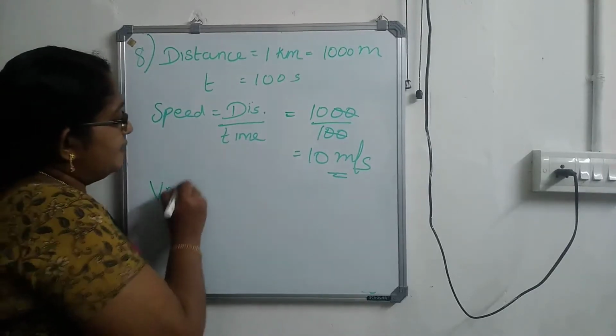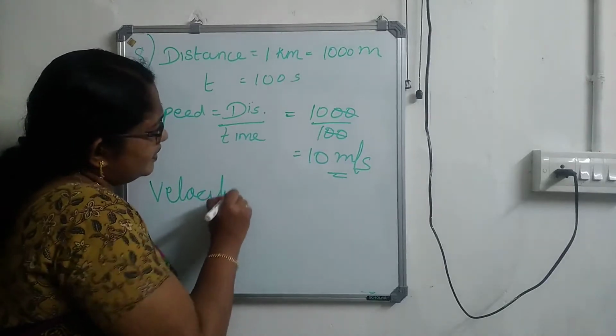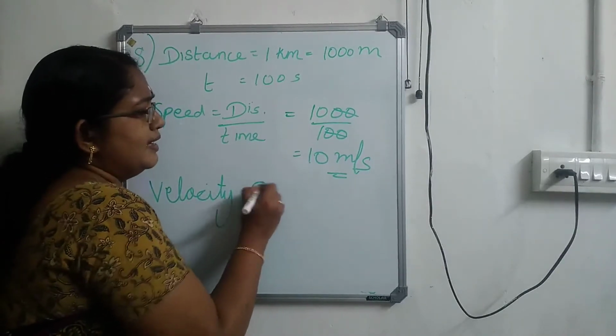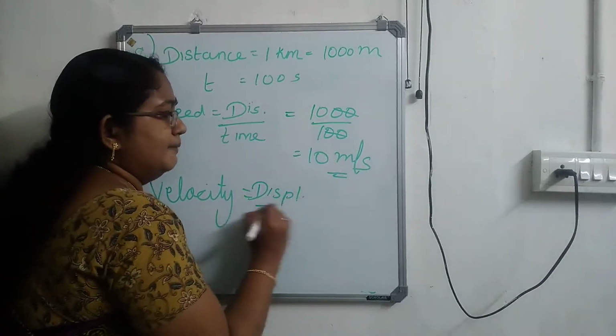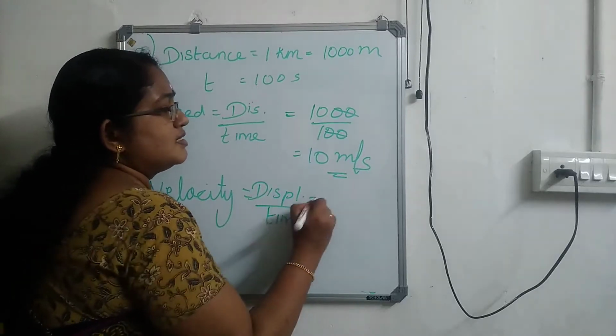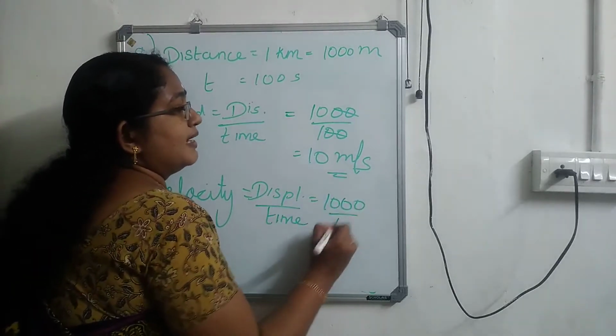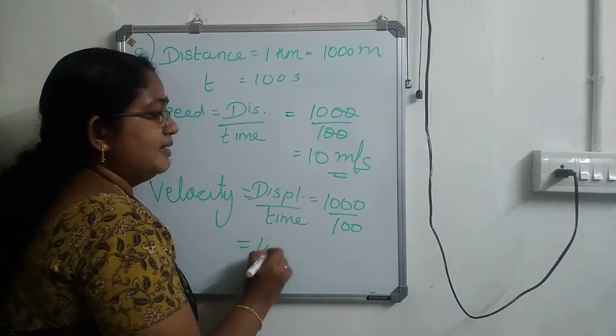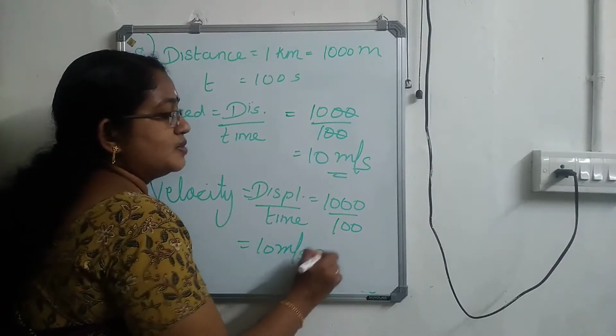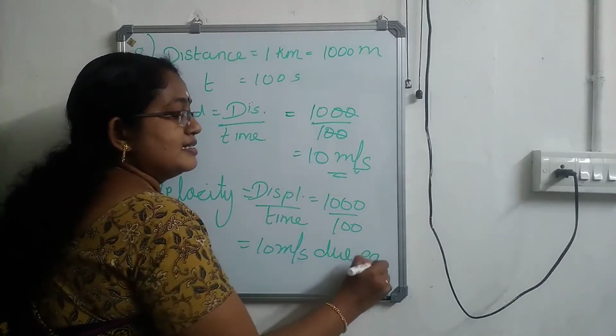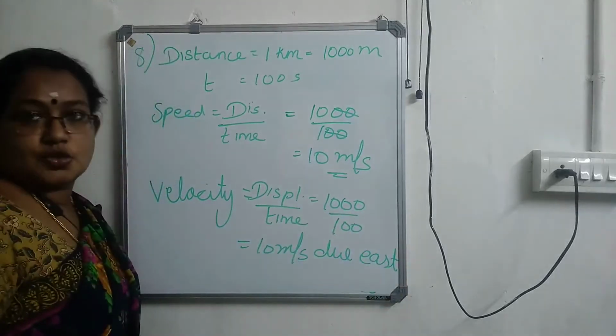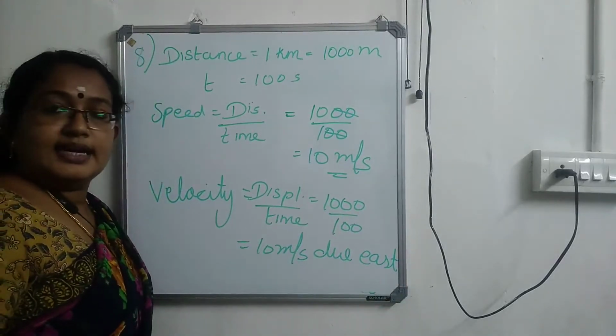So when you are writing about velocity, the values will be the same. It is displacement by time, which is equal to 1000 by 100. That is 10 meter per second. But here you have to say due east. You have to specify the direction also. Okay. So only that is the difference.